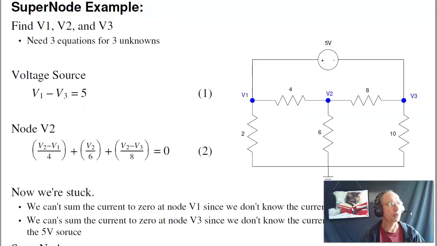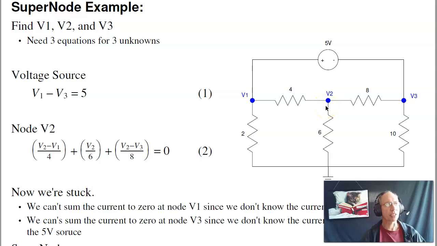For example, suppose I have this circuit. I want to find 3 equations, 3 unknowns, writing the node equations to find the voltages V1, V2, V3. Now, one equation is fairly easy. It just says that V1 minus V3 equals 5. The second equation isn't too bad either. At node 2, the current left, down, and right add to 0.